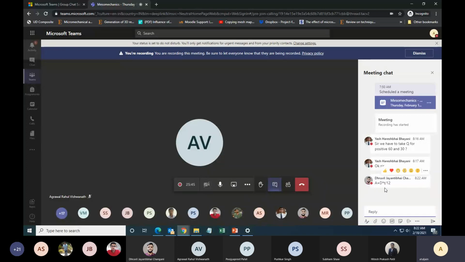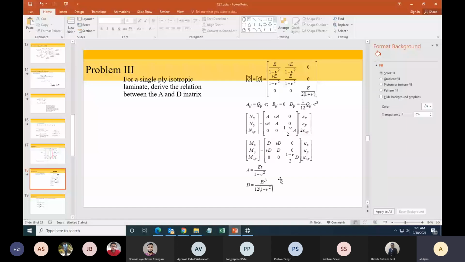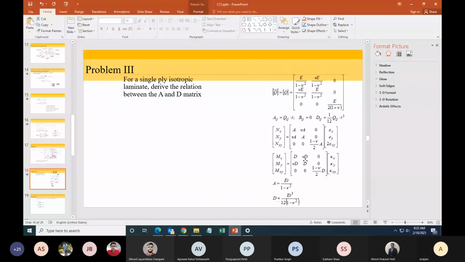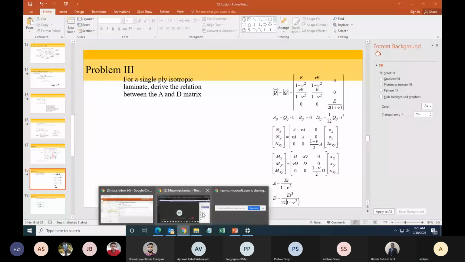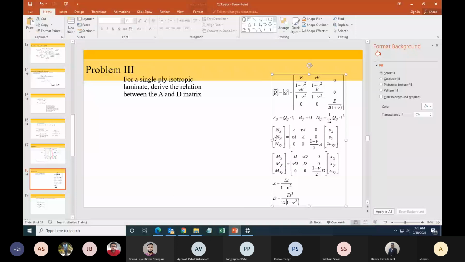T square, Dhruvil, I think it will be T square. Please check your relationship. I think it is mostly right, but it is not T. It should be T square. You can also calculate in terms of Young's modulus. A is equal to Young's modulus into T divided by 1 minus nu square. D is equal to Young's modulus into T cube divided by 12 into 1 minus nu square.